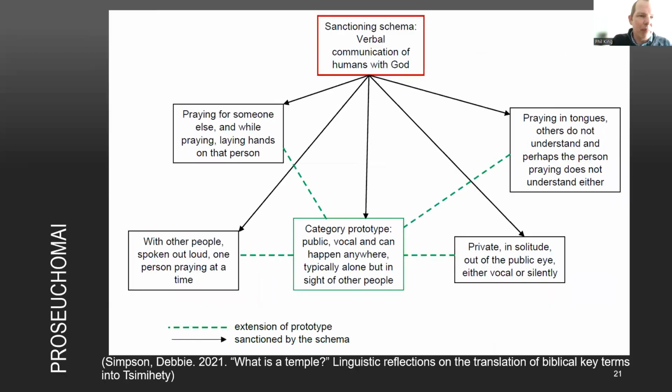This is another example of a biblical word being studied from the New Testament, the Greek word proseuchomai, normally translated prayer. This came from a student who was doing their dissertation and applying this approach. She came up with a category prototype of public vocal prayer that can happen anywhere, typically alone, but in sight of other people, and then looked at extensions from this prototype and then found the sanctioning schema. She suggested a verbal communication of humans with God. And she was trying to use this to help think about how we go about translating this word into Simihiti, the language she was working with.